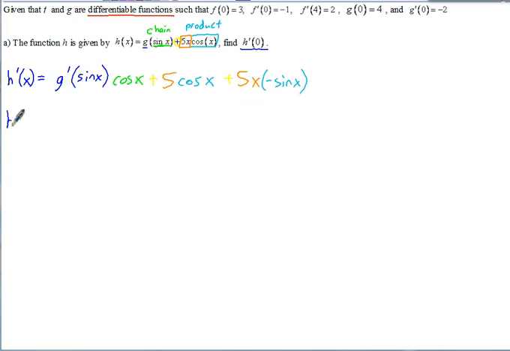So let's go ahead and substitute in 0 to find h prime of 0. So it'd be g prime of the sine of 0 times the cosine of 0 plus 5 times the cosine of 0. And bring this negative out in front, it'd be negative 5, plug in 0 for x there, times the sine of 0.